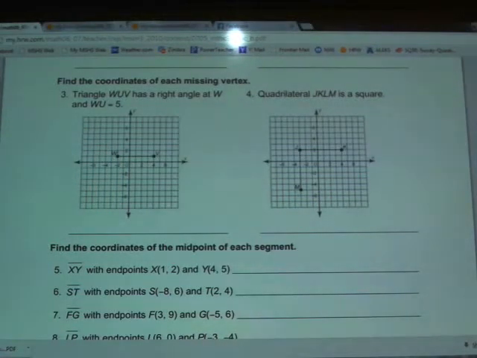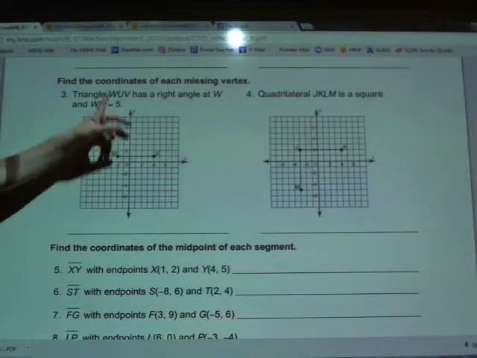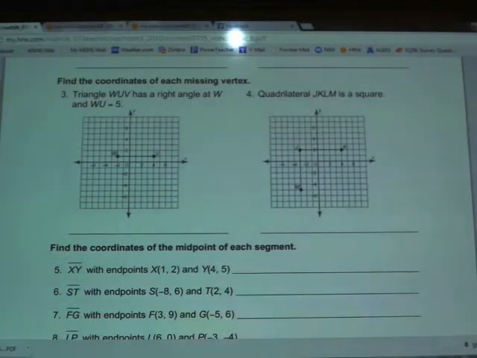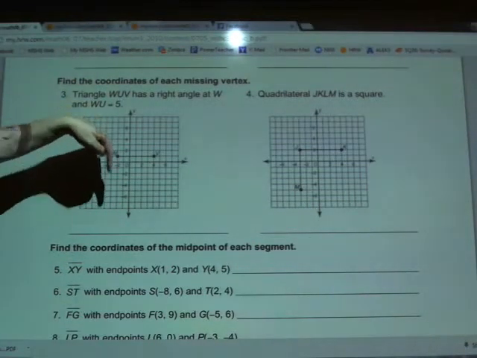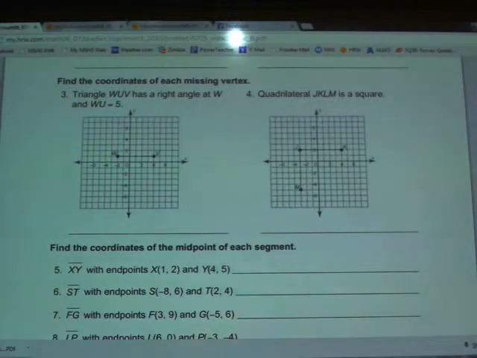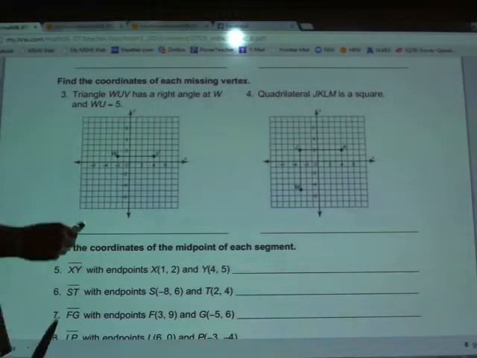Now what they tell us here is that line segment WU has to measure 5. What they don't tell us necessarily is what direction that 5 has to go in. So we've got choices here. We can shoot 5 to the north of W and land point U, or we can shoot 5 to the south of W and land point U. Let's go ahead and go to the south here.